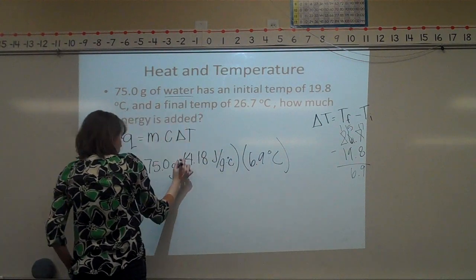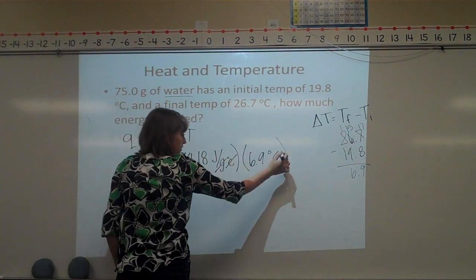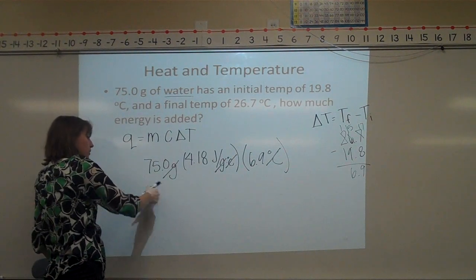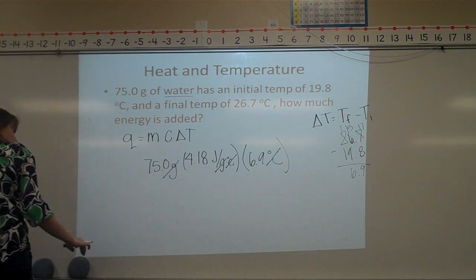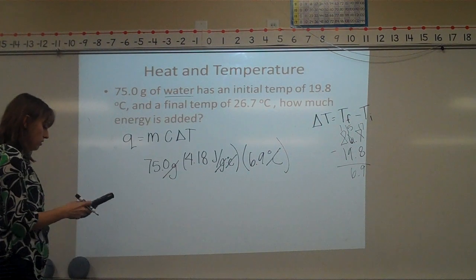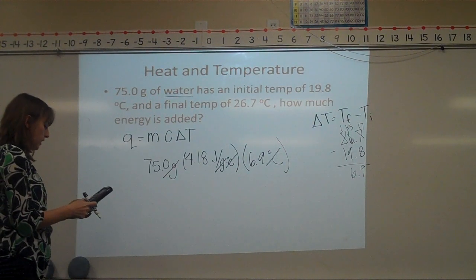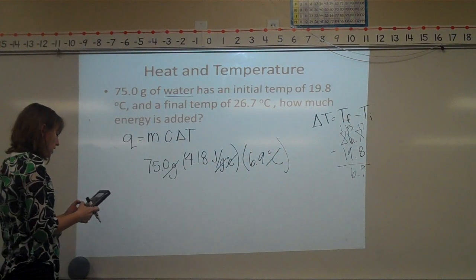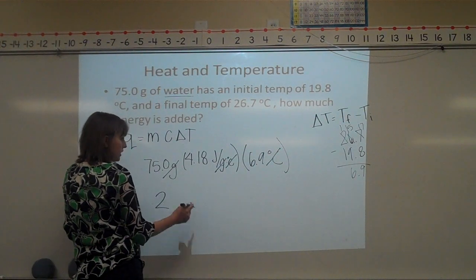So we look, our units can cancel. Our grams are going to cancel, our degrees Celsius are going to cancel, we're left with joules. And Q, again, was our energy or our heat. So that works out perfect. Now we're going to type this in our calculator. We're going to do 75 times 4.18 times 6.9.